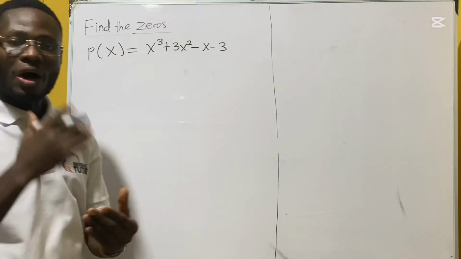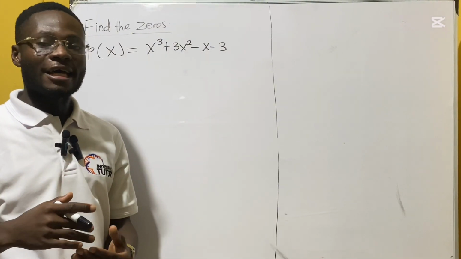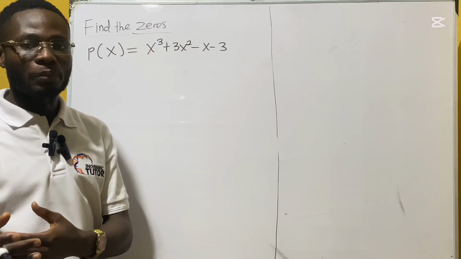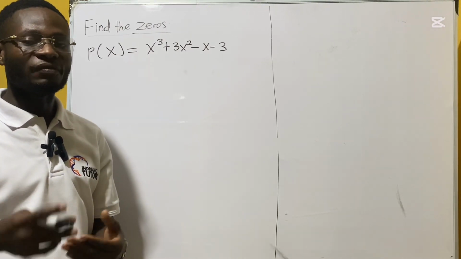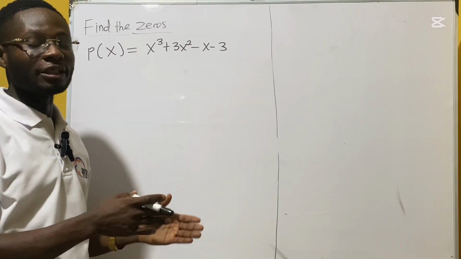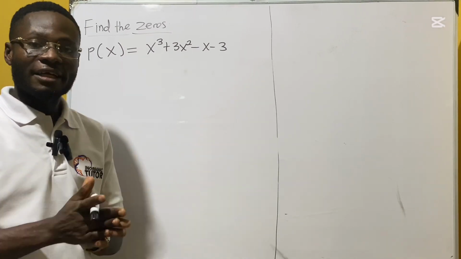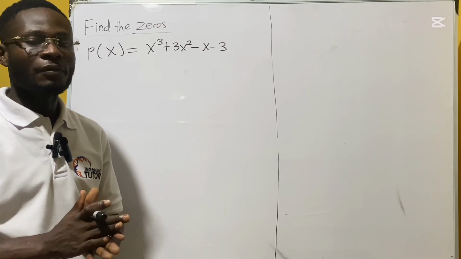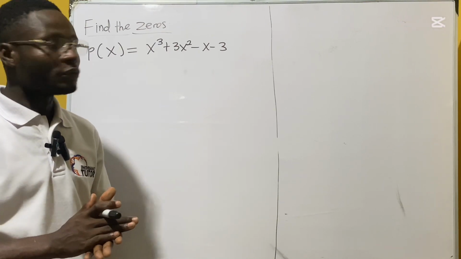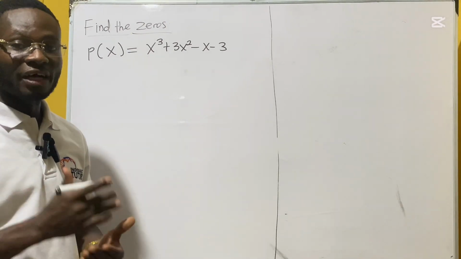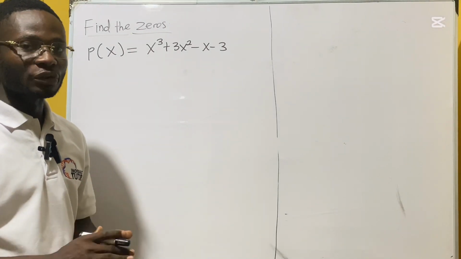Then you go ahead and use that factor and the polynomial together with the long division approach or the synthetic approach to find the other factors. Once you have the other factors together with the previous factor, find the values of x. Those values of x become the zeros of the polynomial. So the zeros of a particular polynomial are basically the values of x.